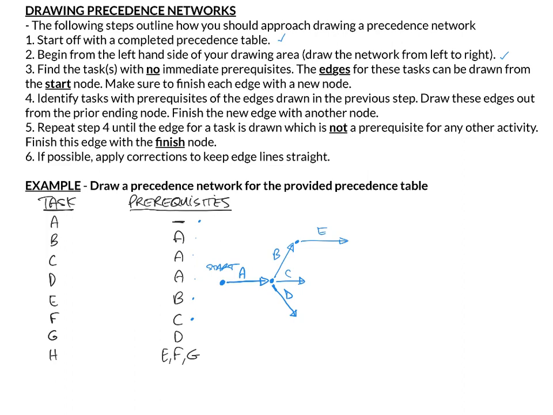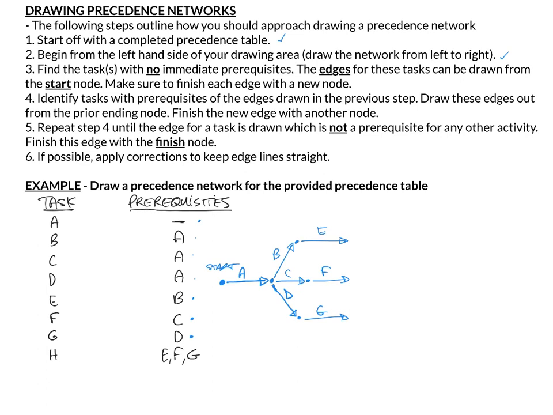C is a prerequisite for F. I drew C previously, so for F to happen, C has to have happened, so F can occur. D is a prerequisite of G, so for G to happen, D has had to happen, so I can draw G coming out of the D ending node. So that is step 4 done for another round.